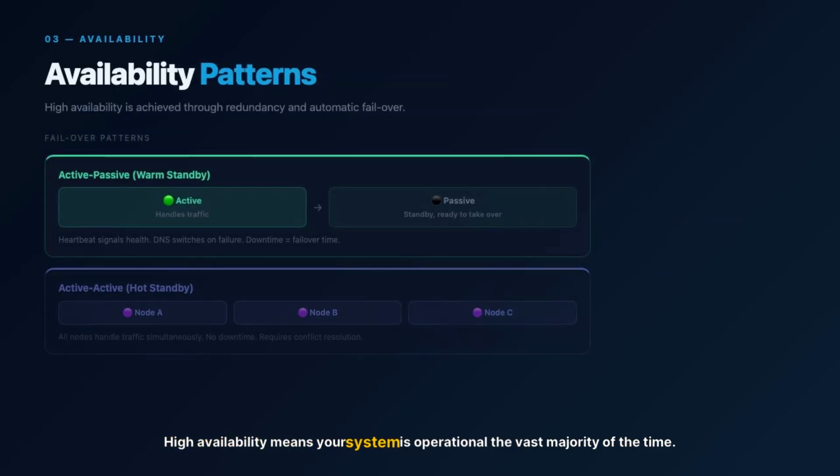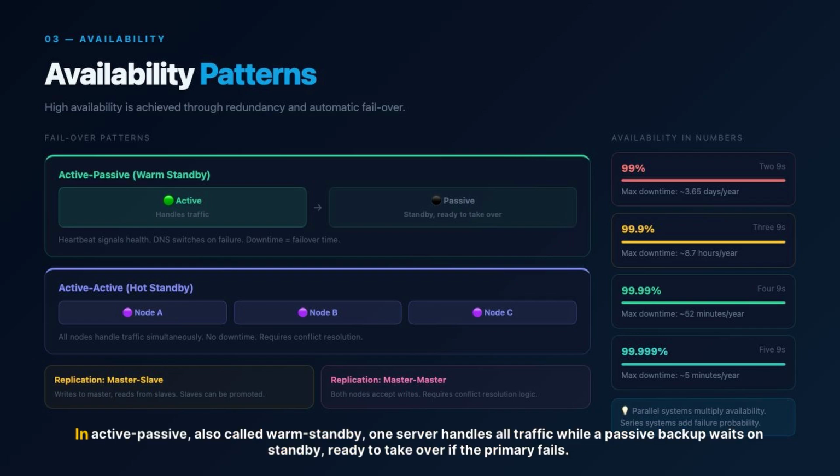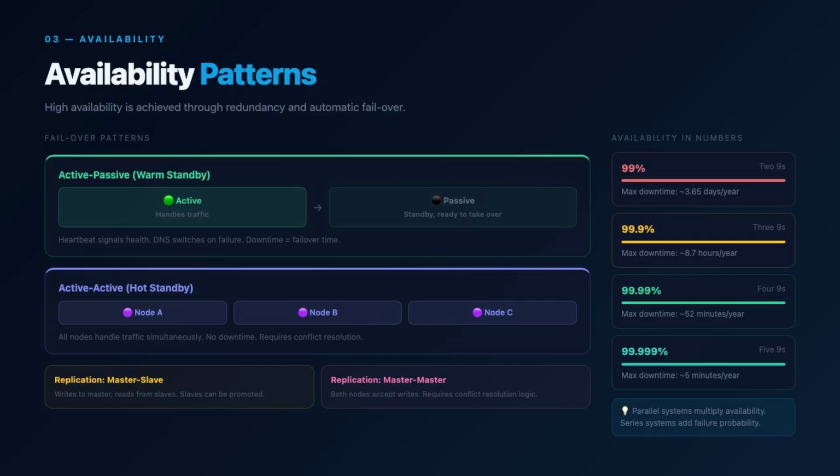High availability means your system is operational the vast majority of the time. It's achieved through two main failover patterns. In active-passive, also called warm standby, one server handles all traffic while a passive backup waits on standby, ready to take over if the primary fails. DNS is updated to point to the passive on failure. In active-active, hot standby, multiple nodes all handle traffic simultaneously. There's no downtime, but you need to handle write conflicts.